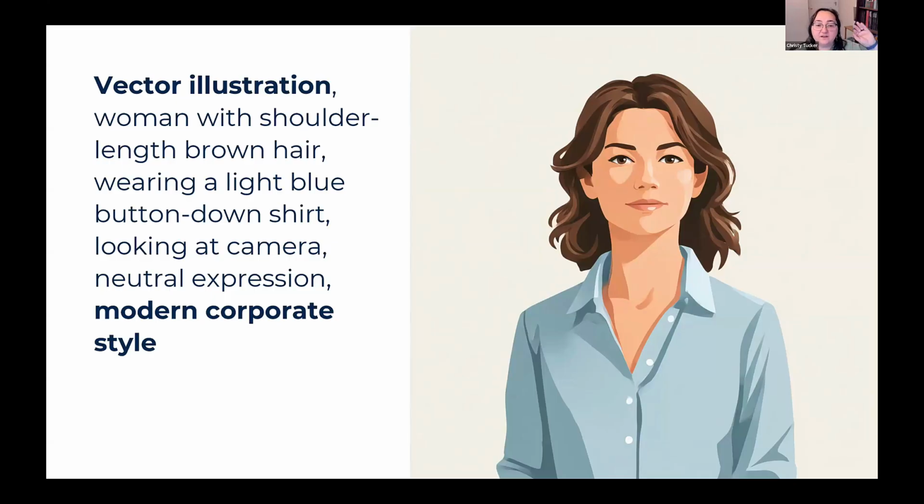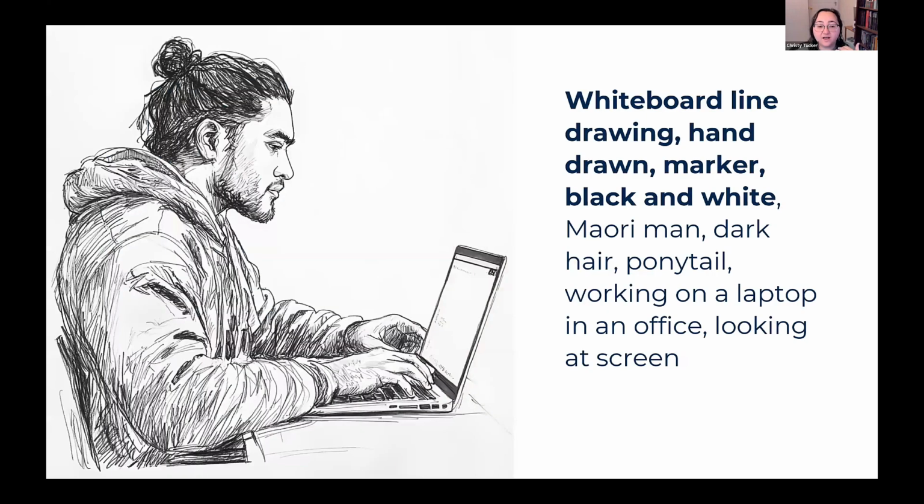"Modern corporate style" can be a good phrase for illustrations. This was one where somebody asked me about getting a Maori man using a computer who did not have facial tattoos, because AI, when depicting Maori, always wanted to put on facial tattoos. So she was struggling with that. In this case, I needed multiple phrases to get the style: whiteboard line drawing, hand-drawn marker, black and white to reinforce that style. Sometimes you will need to say it a couple of different ways for the AI to get the gist of it.